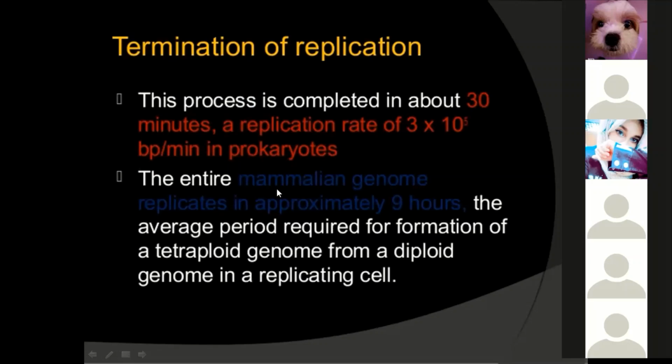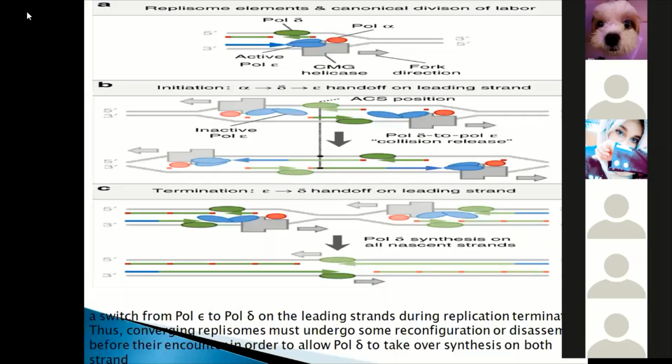The entire mammalian genome replicates in approximately 9 hours. Because the genome size is so big in mammals, it takes 9 hours to replicate the complete genome. The average period required for formation of a tetraploid genome from a diploid genome in a replicating cell. So it gets duplicated. Again, in daughter cells, it will be divided in half. And how does termination take place in eukaryotes?